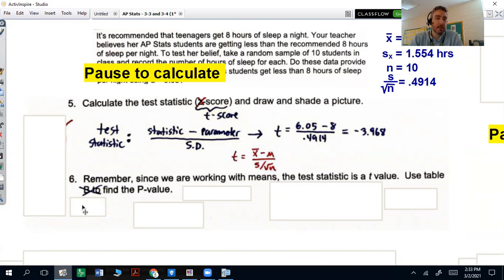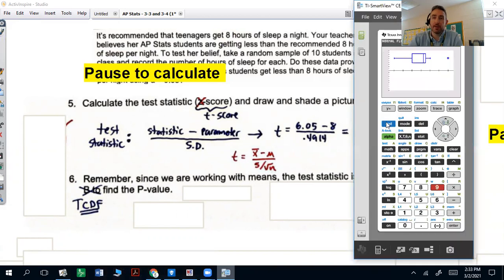I don't use table B for these. I find that annoying. So I tend to use tcdf when I'm calculating the p-value. To get tcdf, it's the same menu that has normal cdf. You're going to go to second vars.